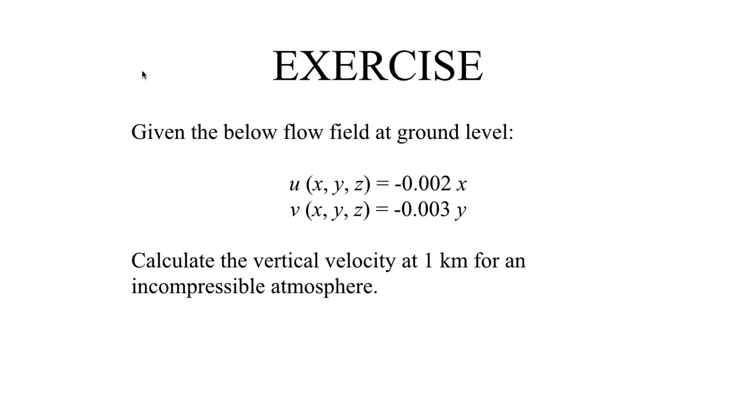and in this lecture. So given the below flow field at ground level, the zonal component as a function of x, y, and z is equal to negative 0.002x, the meridional component as a function of x, y, and z is equal to negative 0.003y. Calculate the vertical velocity at 1 kilometer for an incompressible atmosphere.